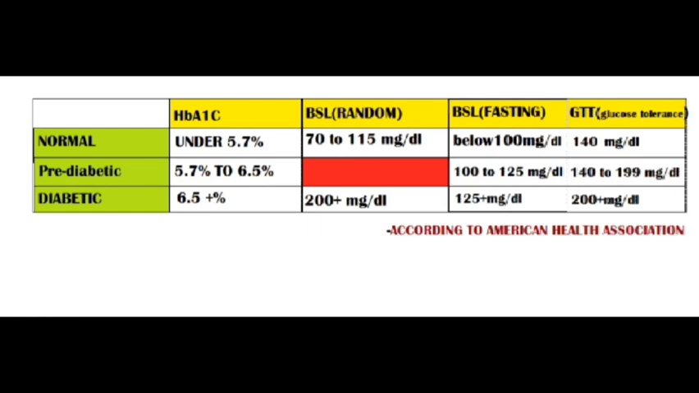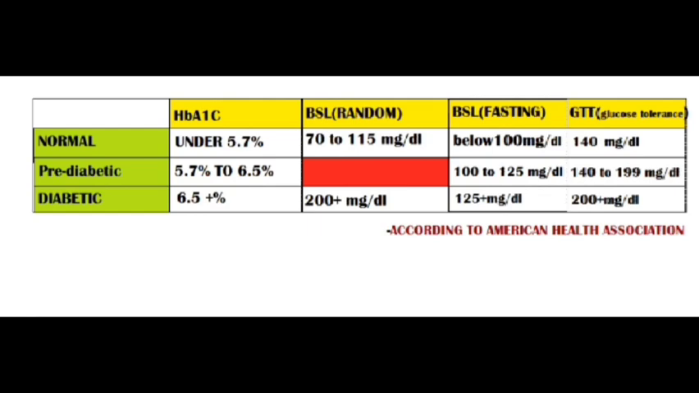BSL random, normally 70 to 115 mg per deciliter, above 200 is diabetic. Fasting below 100 normal, 100 to 125 pre-diabetic and above 125 diabetic. Similarly, glucose tolerance test: below 140 normal, 140 to 199 pre-diabetic, and above 200 the patient is diabetic.